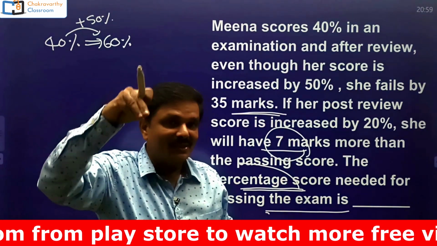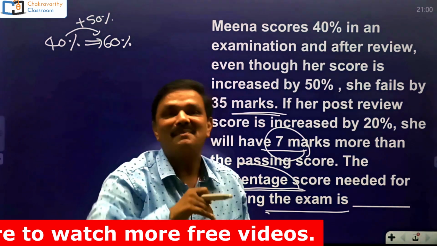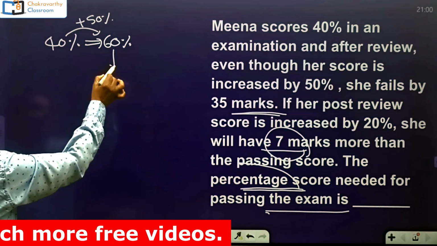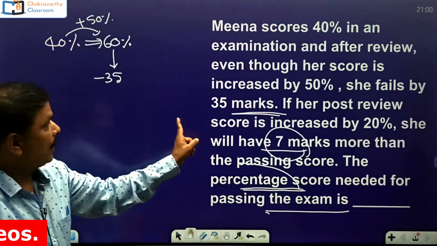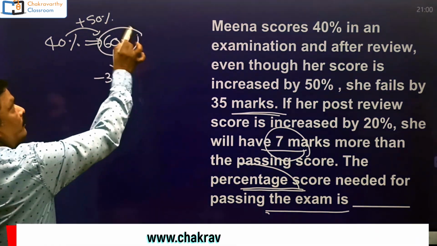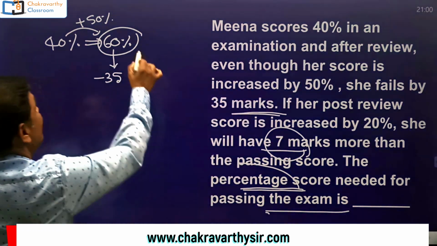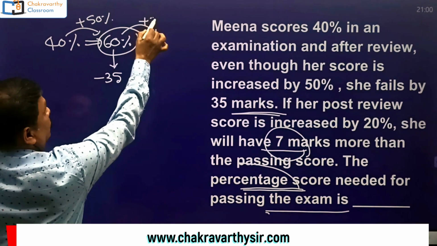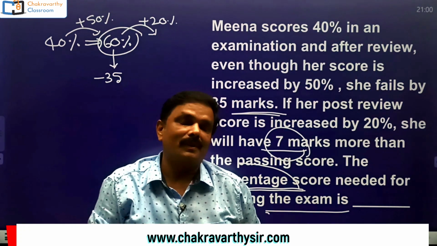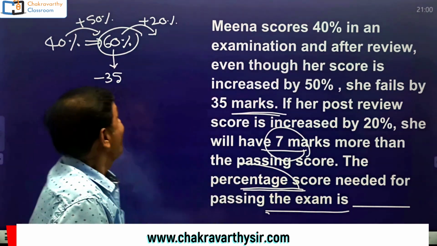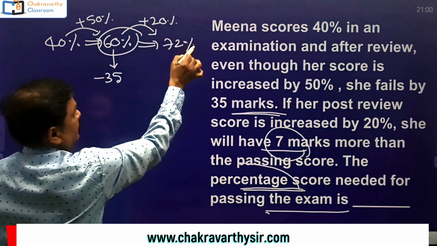Even after she got the 60% after the review by adding 50%, she failed by 35 marks. That means here she failed by 35 marks. I'm writing minus 35. Now, if her post-review score is increased by 20%, so over and above this 60%, I'm going to increase 20% of this 60%. So what is 20% of 60%? Obviously 12%. Now, after adding 12% to this post-review, it will become 72%.